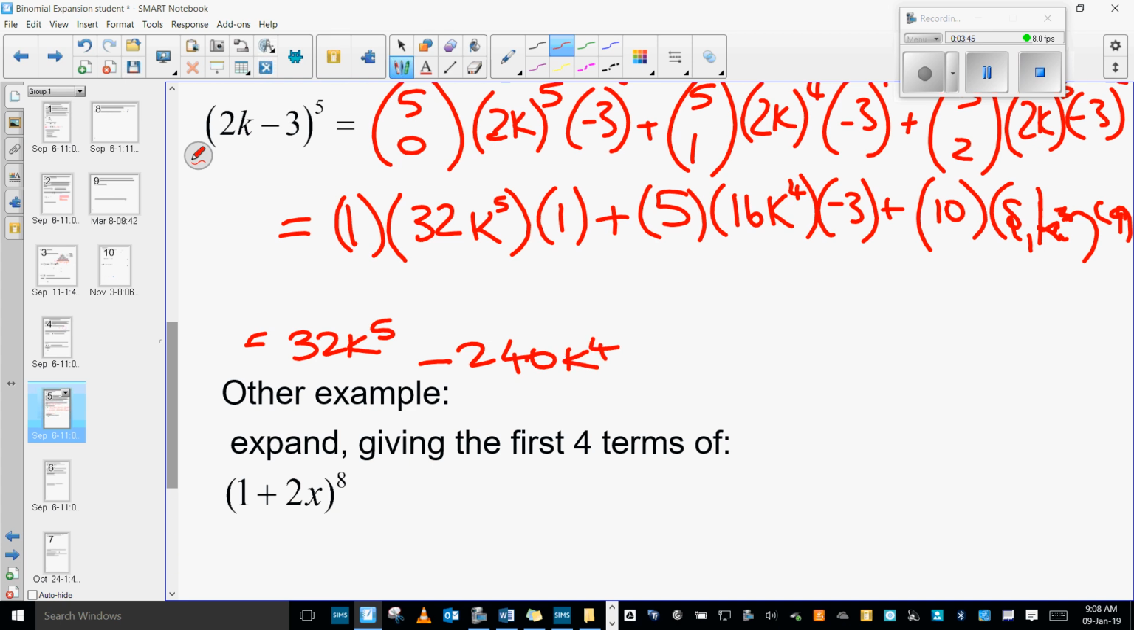And then we're doing 10 multiplied by 8 multiplied by 9. We should be able to do that. And that's going to be plus 720k to the power of 3. And they only asked us for the first 3 terms, so that's why we stopped there. Obviously, we could keep going. Yeah?